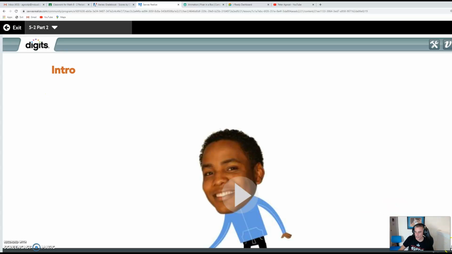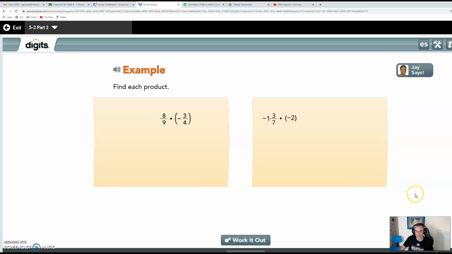Okay, so these problems are going to be similar to what you did previously, except now they're fractions and decimals. Fractions and decimals are not that bad. Fractions especially, because multiplying fractions, you just multiply straight across: numerator times numerator, denominator times denominator. So I'm looking at this first problem right here, 8/9 times negative 3/4.